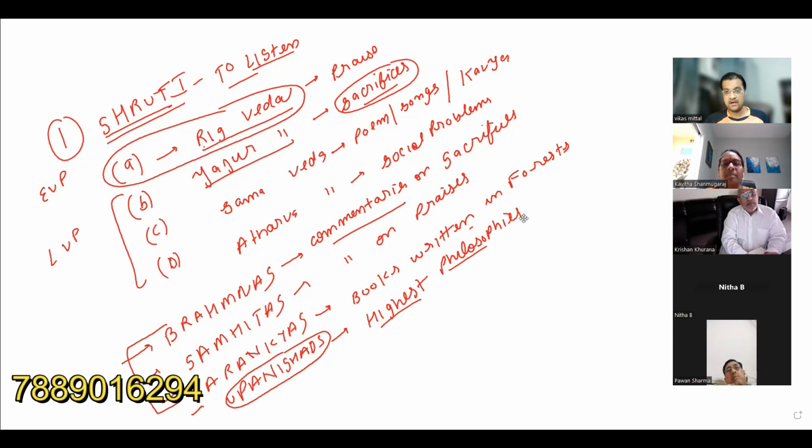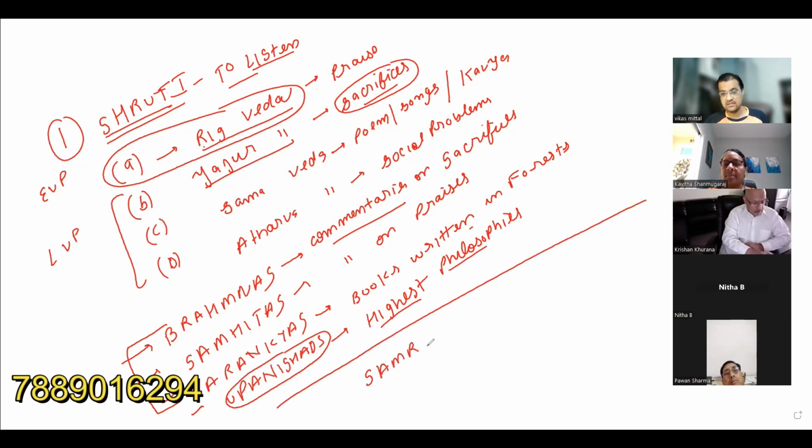Then came the era of Smriti. So what is Smriti? Smriti means to learn the things. Shruti was to hear. It was passed on through the Guru Shishya tradition, where the Guru tells, the Shishya listens, and then the Shishya has to learn it by heart.